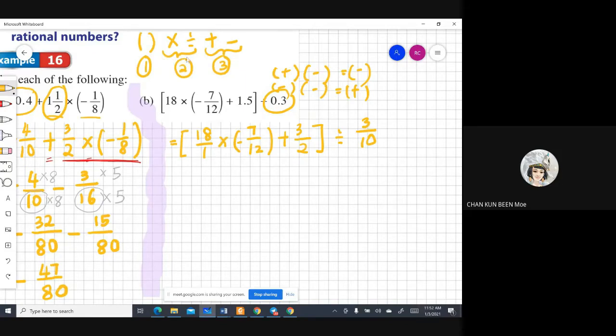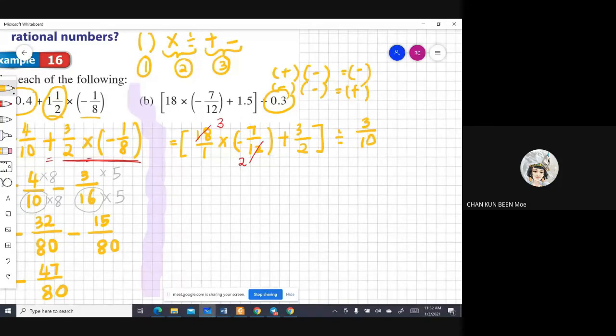You are going to solve the multiplication first. Okay, so in between 18 and 12, we can simplify these two numbers, right? The number that is common to cancel them is 6. 12 divided by 6 equals 2. 18 divided by 6 equals 3. So we can get the answer over here.